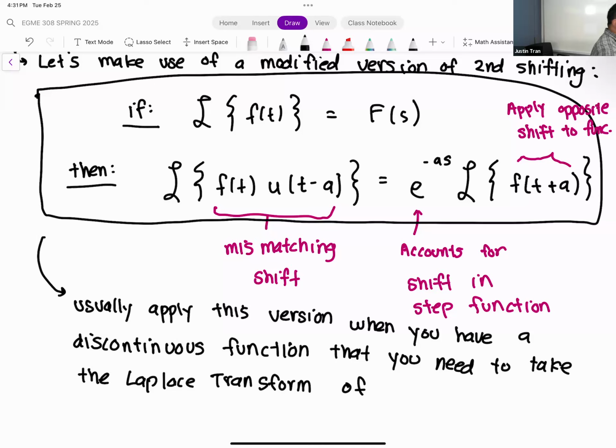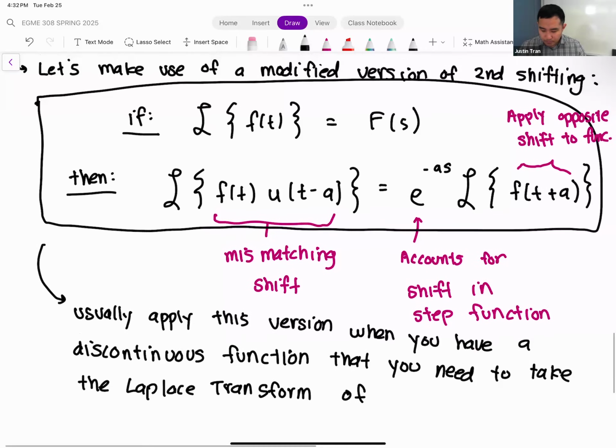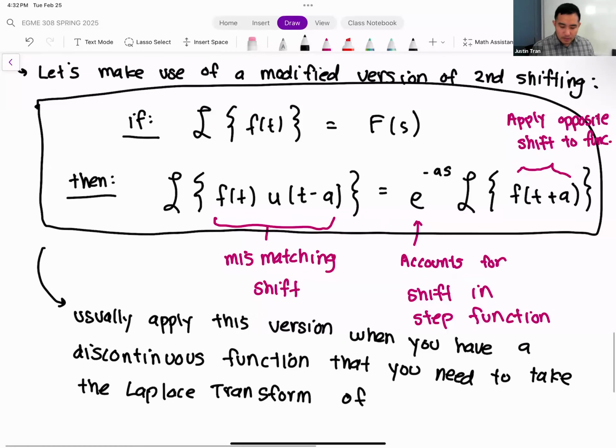So kind of like the situation we talked about last time. You have a circuit, you have a switch, you can flip it on, you can turn it off. You'll have basically a discontinuous forcing function, and this is where you would apply something like this. Okay, any questions on this modified version of the second shifting theorem? Okay, all right, so let's see it in action.